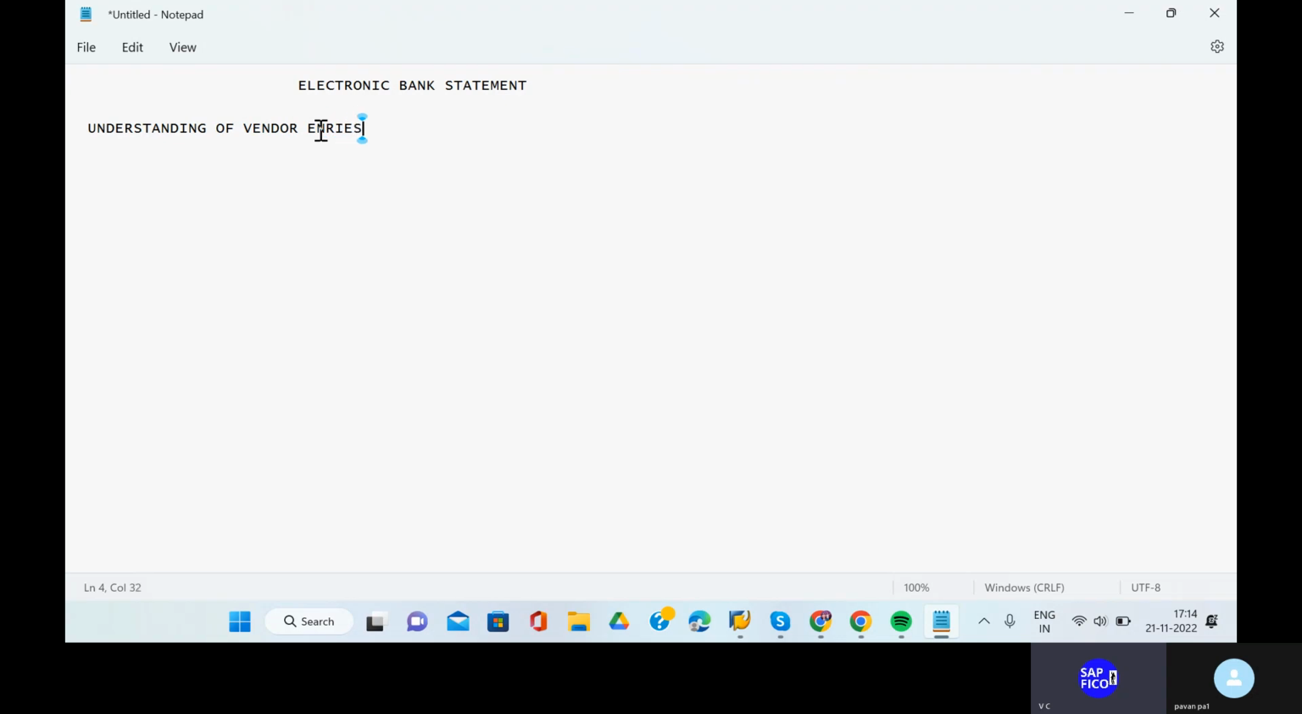And the next one is understanding of the customer entries. These things are mandatory. And we have main bank accounts, right? So the third point is how these amounts are debited by the main bank accounts.